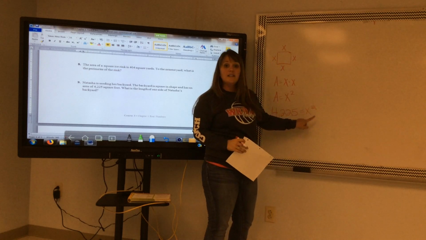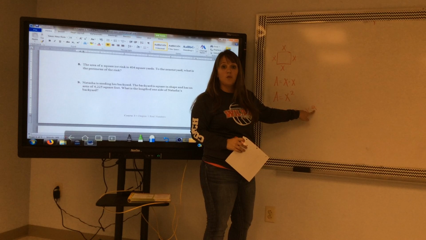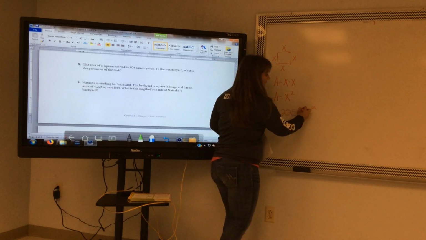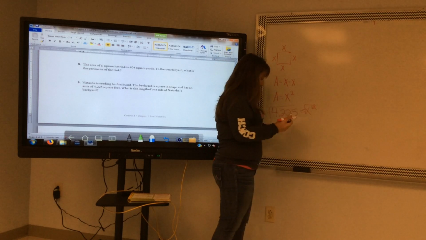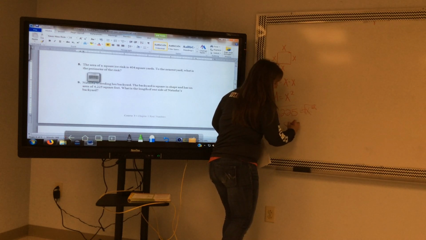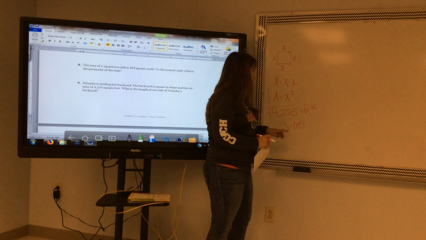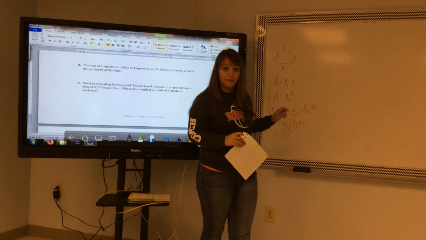equals x squared, to find out what x is, I need to get rid of the square. To undo a square, I take the square root. So my final answer should be that my side length is 65. You can just type that into your calculator.